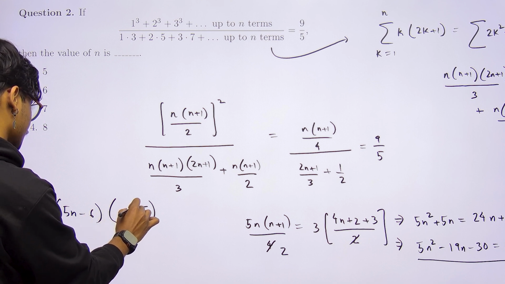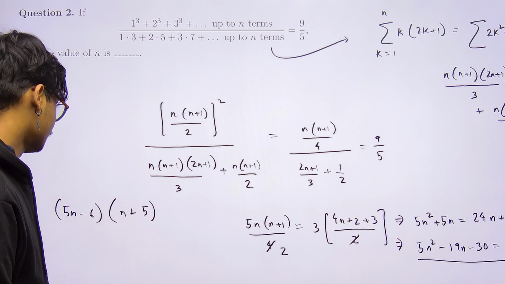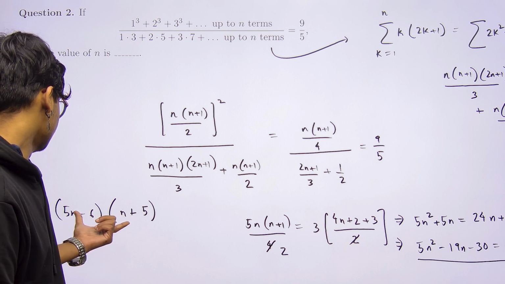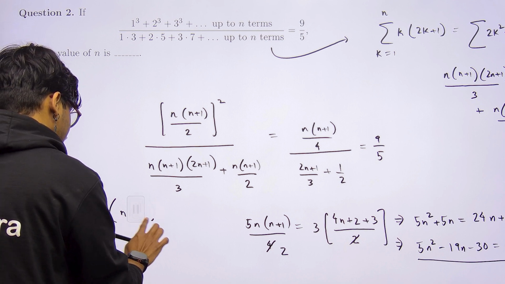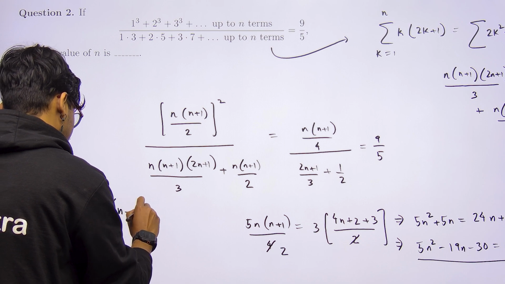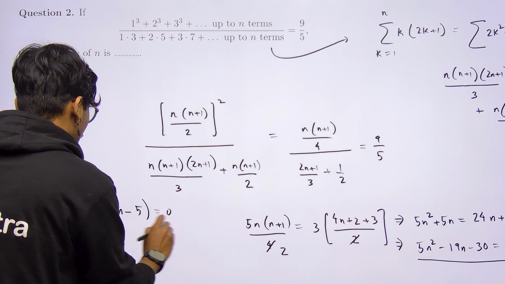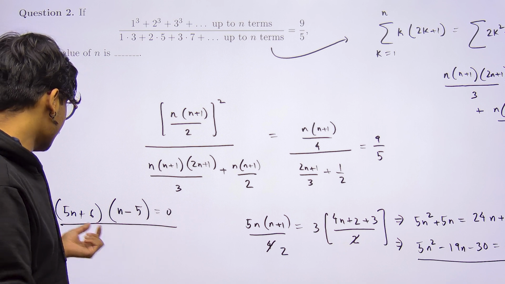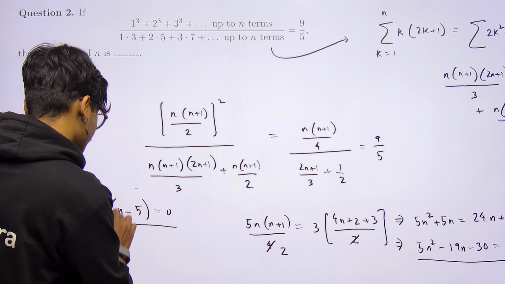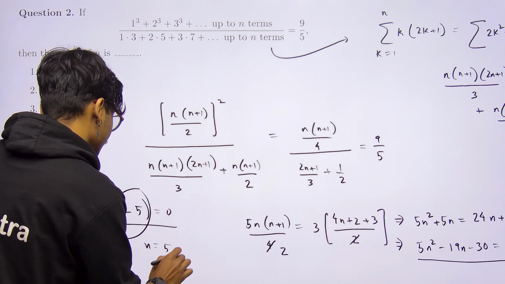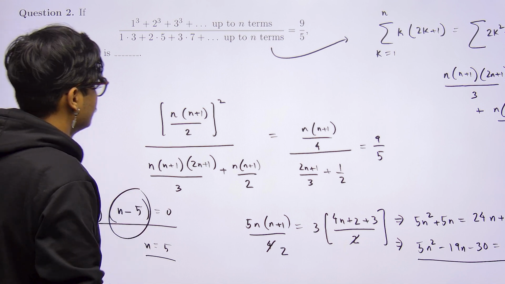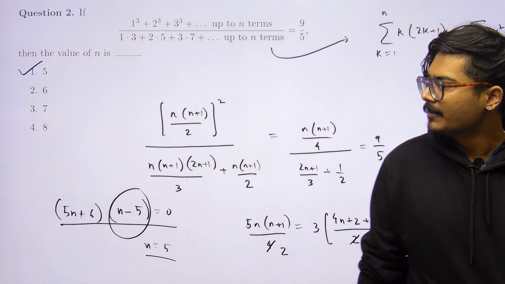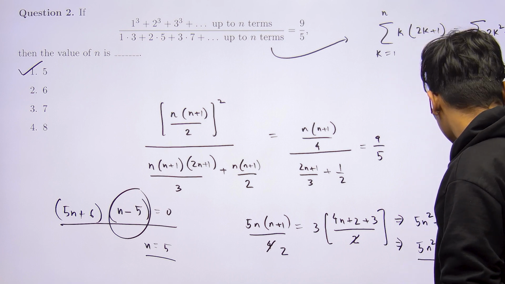So this will be a plus, and this will be a minus, right? Equal to 0. Obviously n has to be a natural number, so n cannot be minus 6 by 5. So from here you get that n has to be equal to 5, and that is your answer. So the value of n is 5. Okay, so this is your second answer.